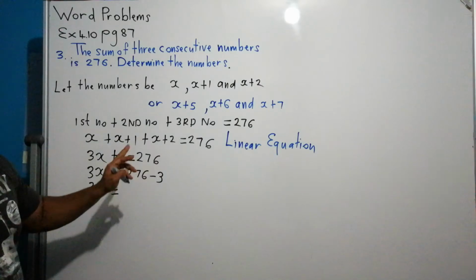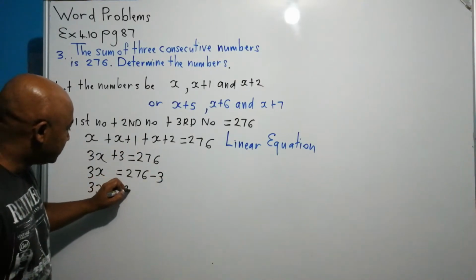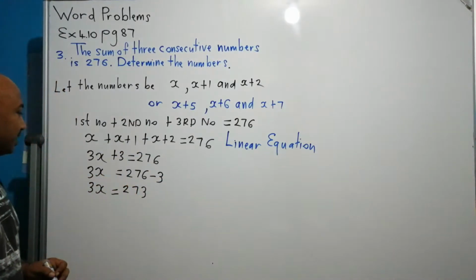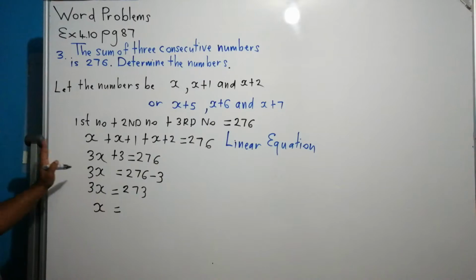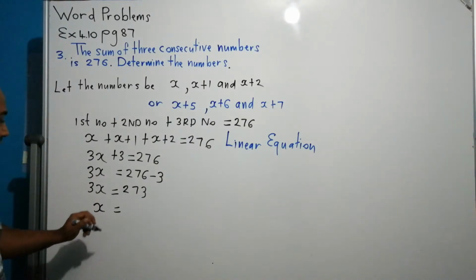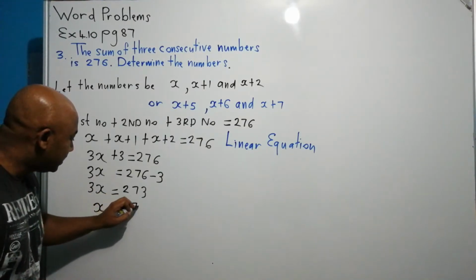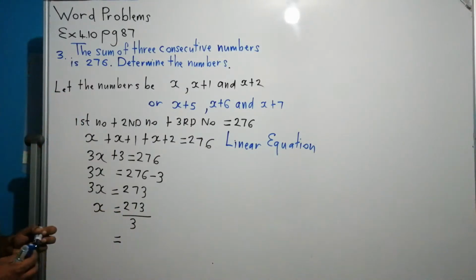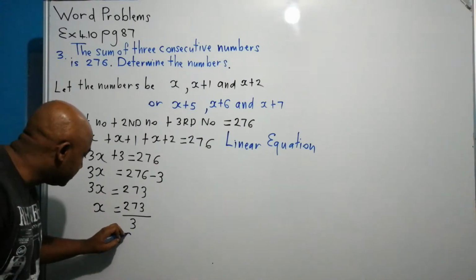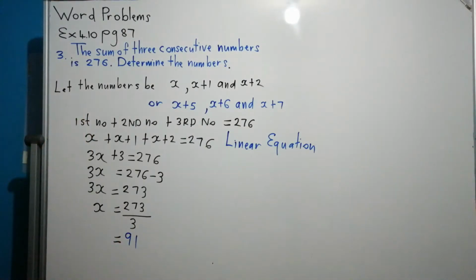Linear equations are the easiest to work out, so that will be 276 minus 3. Therefore 3x is equal to 276 minus 3, which equals 273. Now I can divide by 3 on both sides. On the left, 3 and 3 cancel, I get x, so that will be 273 divided by 3, which will equal 91.